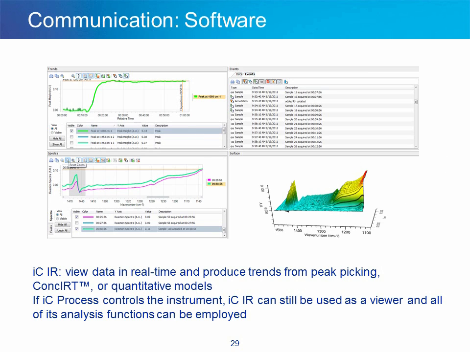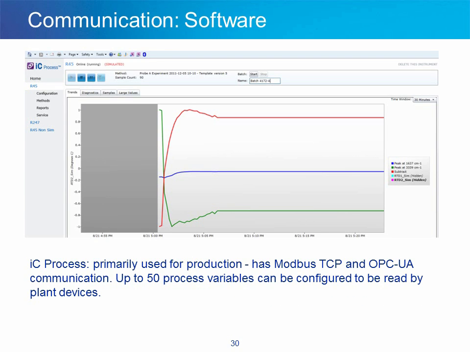Software. ICIR is the research side of the FTIR software suite. It is used to view data in real time and produce trends from peak picking, concert, or quantitative models. If IC Process controls the instrument, ICIR can still be used as a viewer, and all of its analysis functions can be employed. IC Process is primarily used for production. IC Process has Modbus TCP and OPC UA communication. Up to 50 process variables can be configured to be read by plant devices.